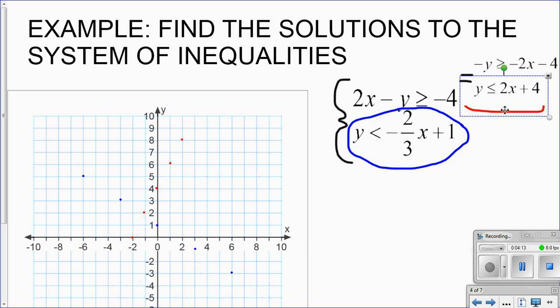It won't let me do it. Anyway, so that one's going to be red. And yeah, now we just go ahead and graph them.